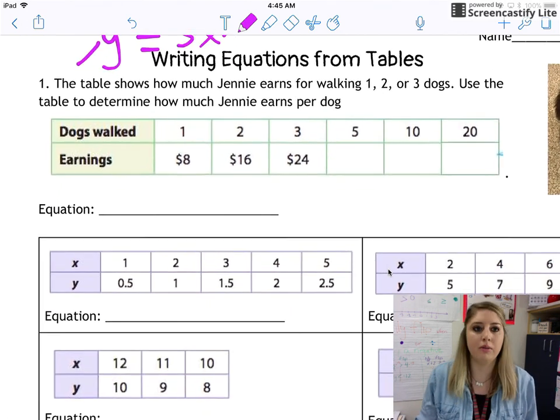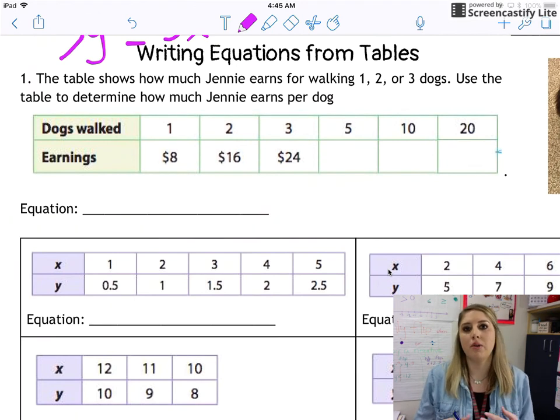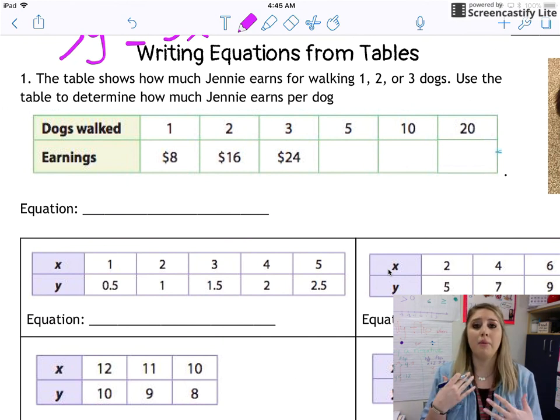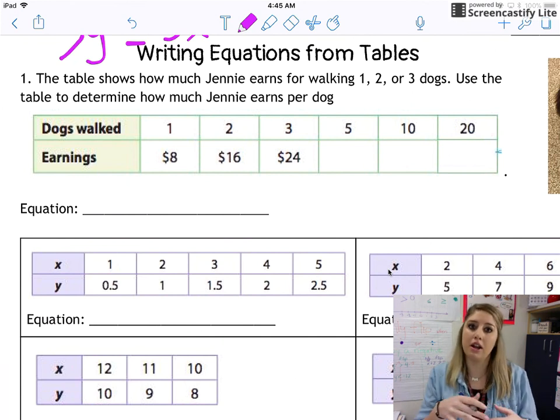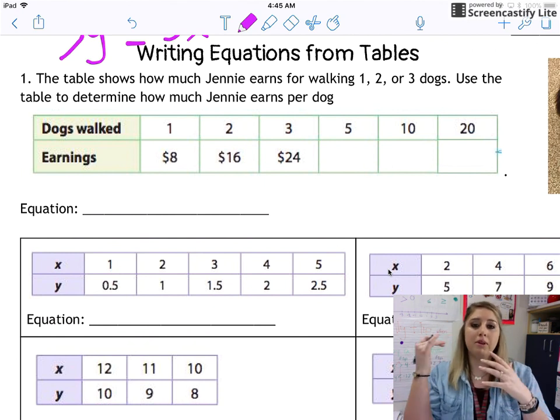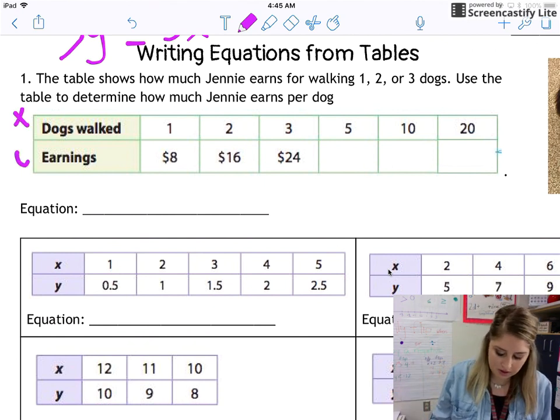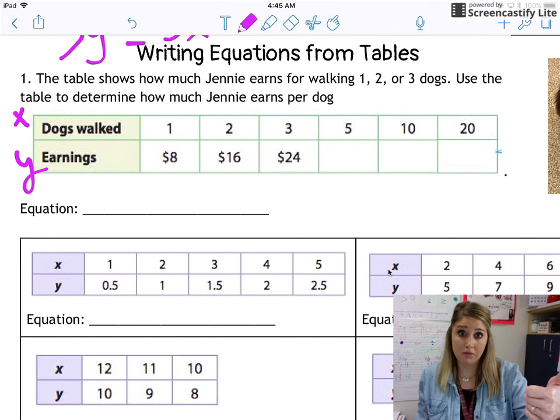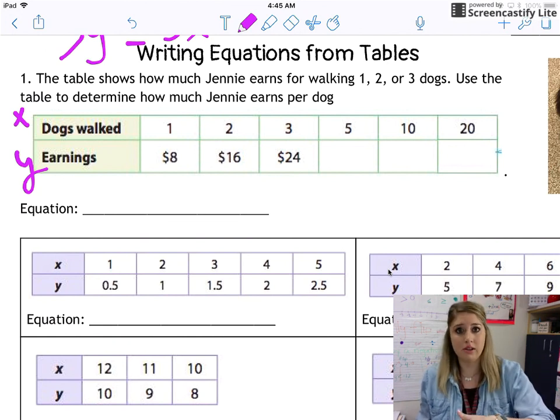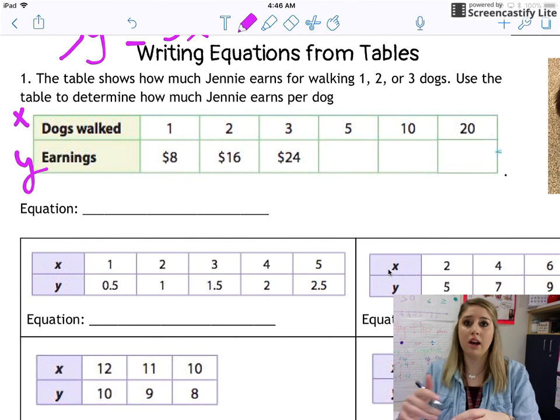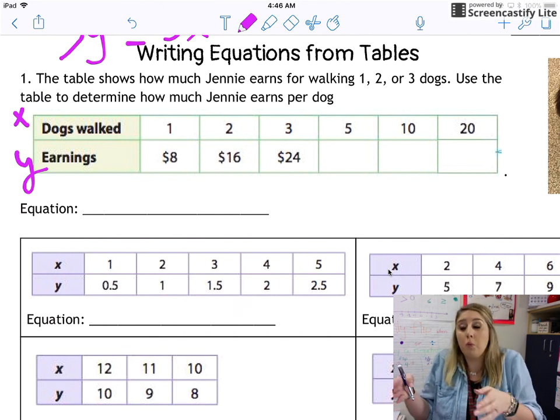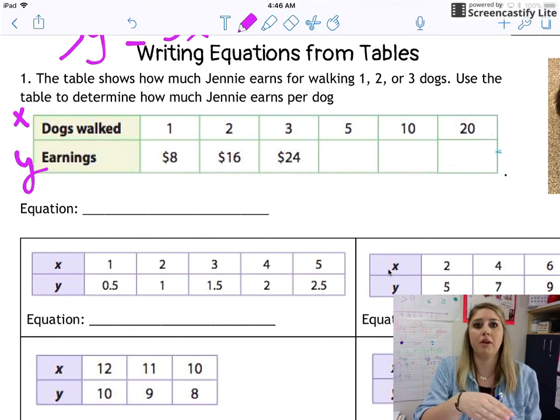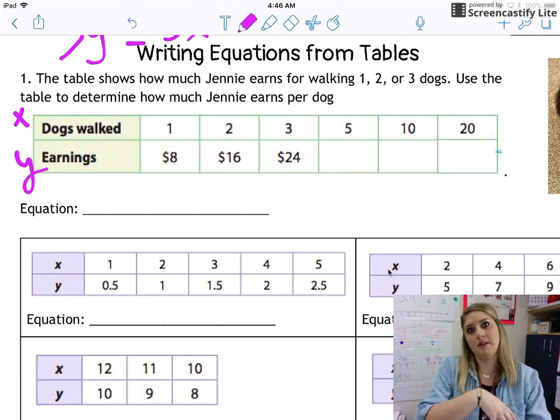And so in this problem here, we have Jenny and she's going out and she's walking dogs. She can walk one dog or two dogs or three dogs. And now we're going to learn how much she's going to earn depending on how many dogs she walks. So remember, when we see a table like this, our x comes first, our y comes second. And I make sure to mark that so I know the independent, which is the dogs walked, and the dependent, which is earnings, which makes sense. If I'm walking dogs, I can choose how many I walk, and then y, my amount of money, depends on how many dogs I walk. Remember, y depends on x: x is independent, y is dependent.